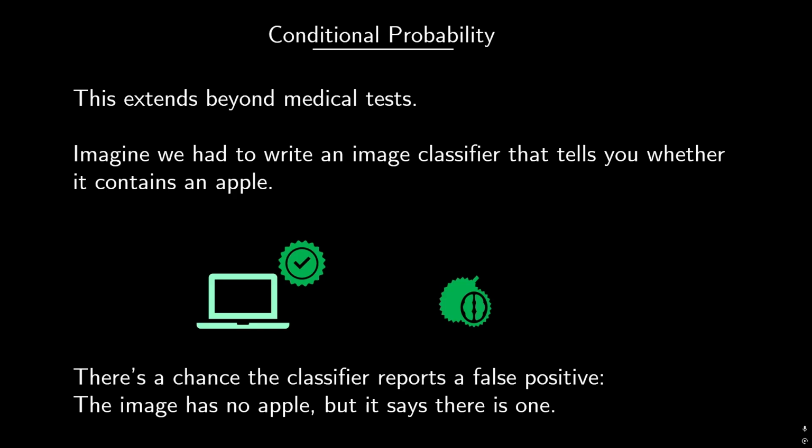So there's a chance that the classifier reports a false positive. In other words, the image has no apple, but the classifier is going to say yes. Or there is a chance that the classifier reports a false negative, right? In other words, the image does have an apple, but the classifier doesn't say so. And this is something that we need to deal with in AI and machine learning, the idea of not being correct 100% of the time. There is a chance that we will say yes when we're supposed to say no, or the other way around. So beyond medical tests, this is something we deal with in computer science as well.